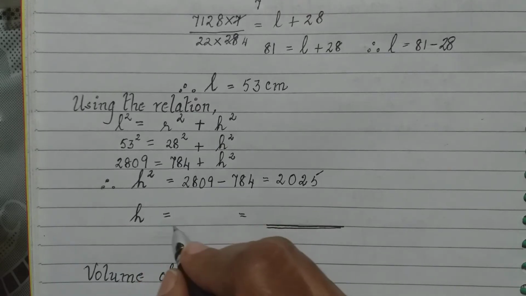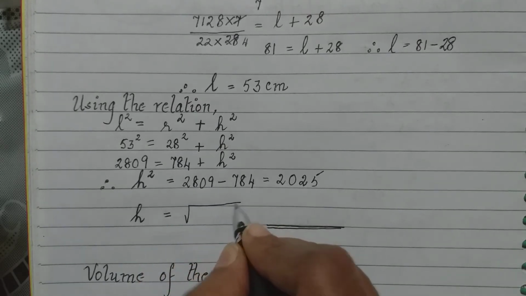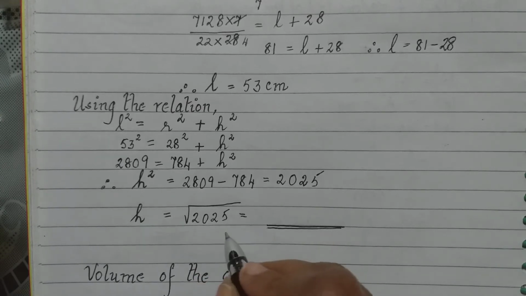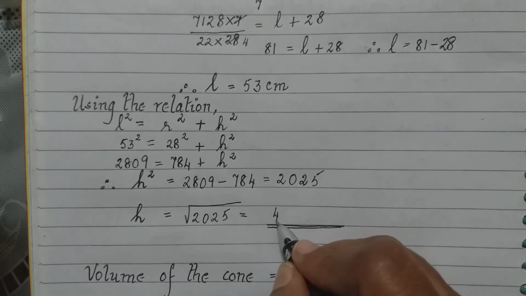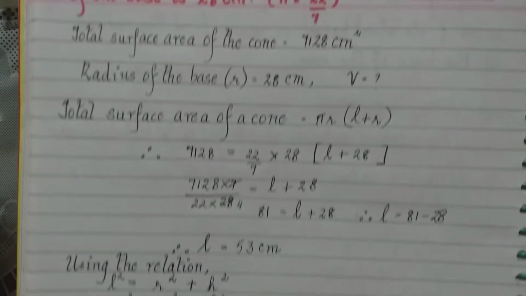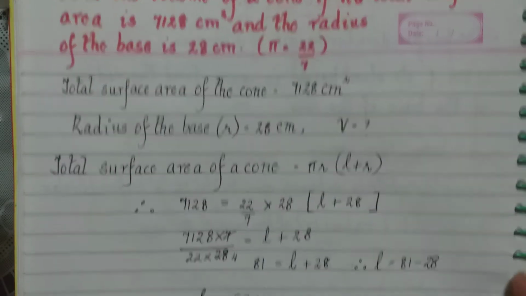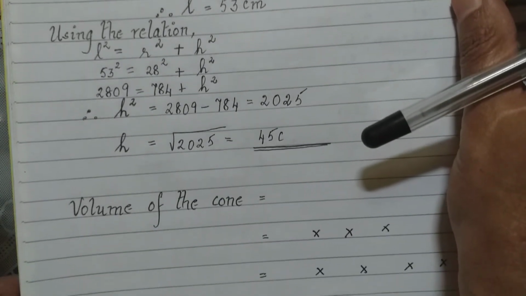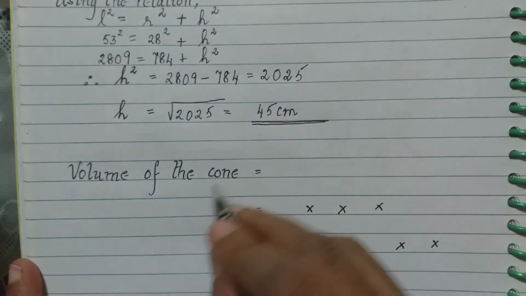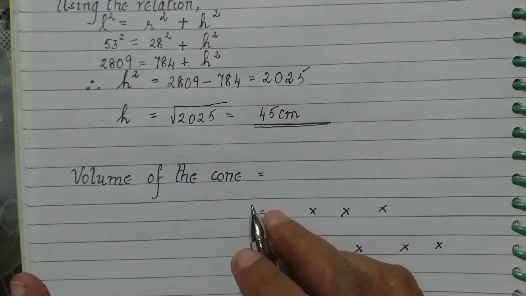So if I have to find h, it will be square root of 2025. And square root of 2025 is 45. So 45, the units here you will see it is centimeter. So here also I write 45 centimeter. Now we have to find the volume of the cone.